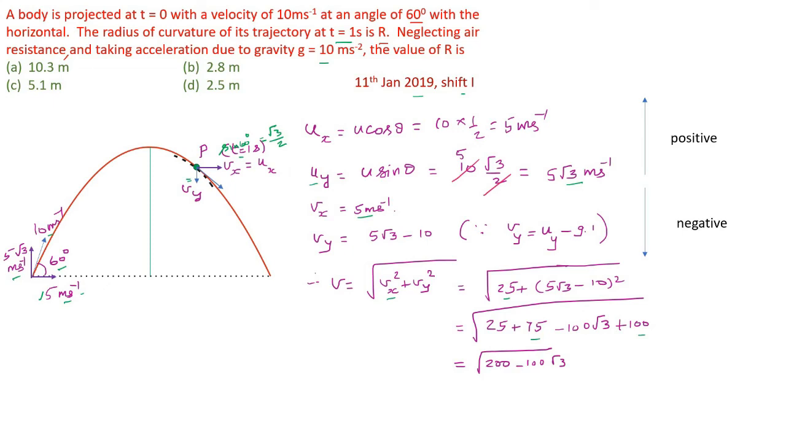Here you can take 100 outside, because here you have 200 and here you have 100. When you take 100 outside, it becomes 10. So 10 times square root of 2 minus root 3 is the velocity at P. When you evaluate this, you will get 5.18 meter per second. It's only the magnitude of the velocity at P.